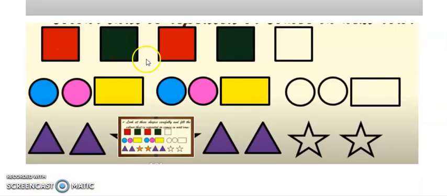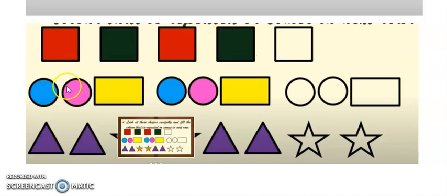So children, look at the first line here. How is the pattern being repeated in this? We have squares here, isn't it? Red square, again red square, green square. So which colored square should be here, children? Yes, it should be red here, isn't it? So the colors are alternatively repeating.